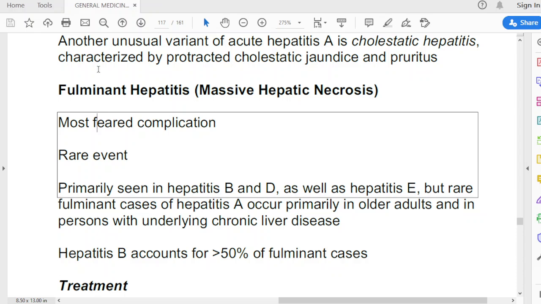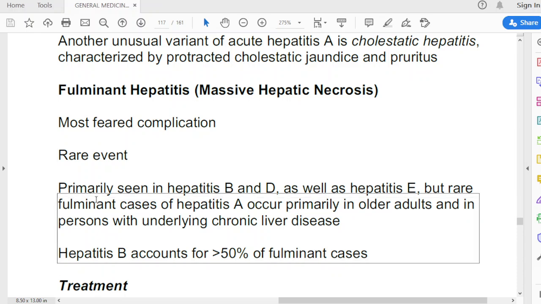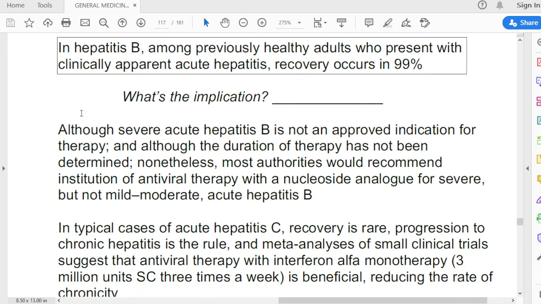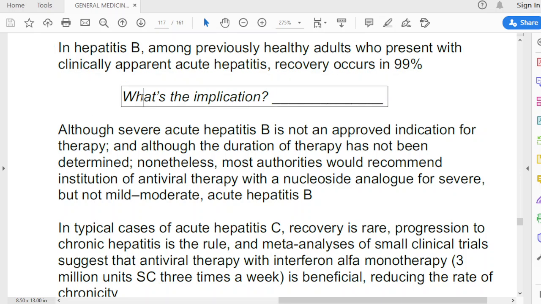It is the most feared complication, a rare event primarily seen in hepatitis B and D, as well as hepatitis E, but rare. Fulminant cases of hepatitis A occur primarily in older adults and in persons with underlying chronic liver disease. Hepatitis B accounts for 50% of fulminant cases. Treatment. In hepatitis B, among previously healthy adults who present with clinically apparent acute hepatitis, recovery occurs in 99%.